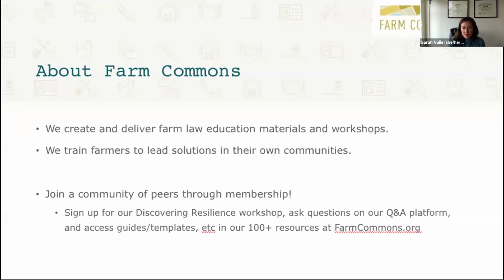So how do we achieve this mission? We do this through what we're doing today: trainings, workshops, webinars, podcasts, and a huge library of written materials in our online library. We also bring farmers together through something called the Community Commons. This is an online forum also on our website, where producers can ask each other questions like, what's the best insurance provider in West Virginia? Or if I'm in Arizona, how do I set up an LLC? How do I get workers' compensation if I'm in New Hampshire?